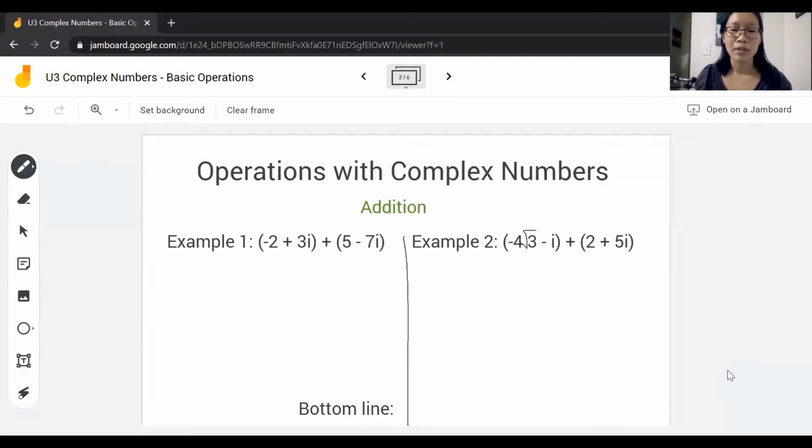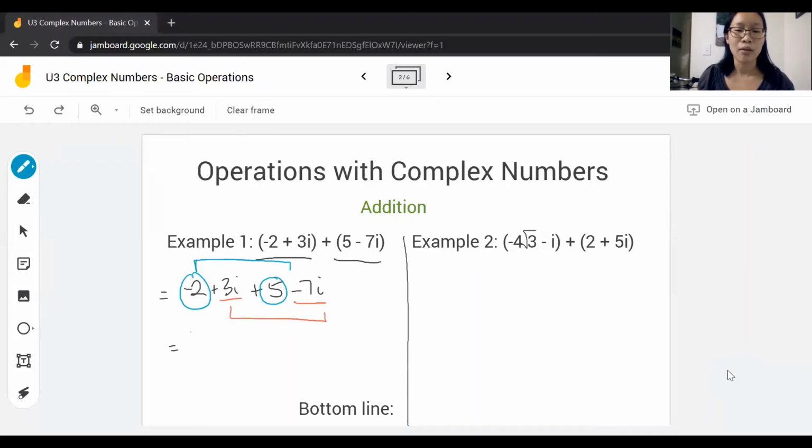Adding complex numbers is pretty easy. In our first example, we have (-2 + 3i) + (5 - 7i). We just rewrite this, opening up the parentheses, and then we combine our like terms. Our real terms are -2 and +5, and our imaginary terms are 3i and -7i. I'm going to rewrite this so all my real terms are together and my imaginary terms are together. -2 plus 5 is 3, and then a +3i and a -7i make -4i.